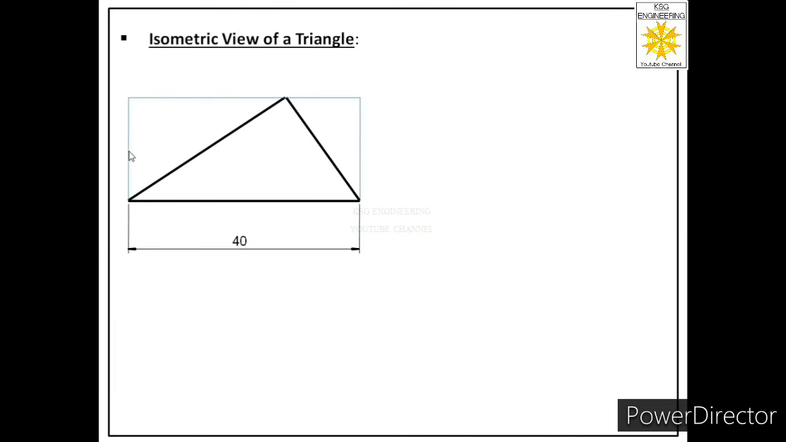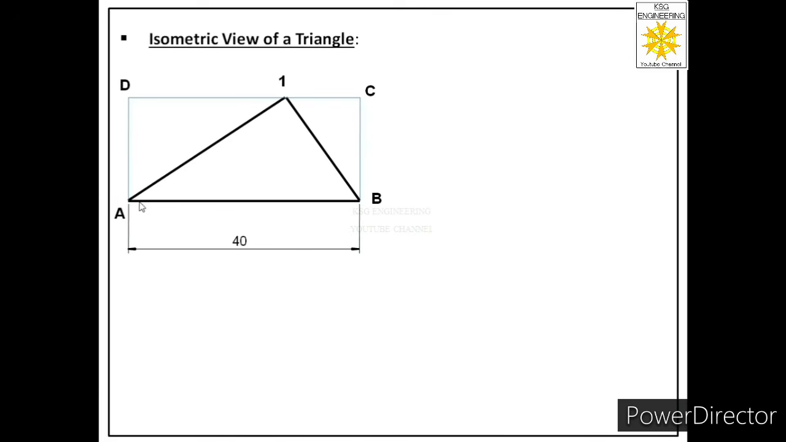First of all we will draw isometric view of the rectangle, and that we have already learned in the previous slides. So let us name that rectangle as A, B, C, D, and let us name this triangular plane as AB1.